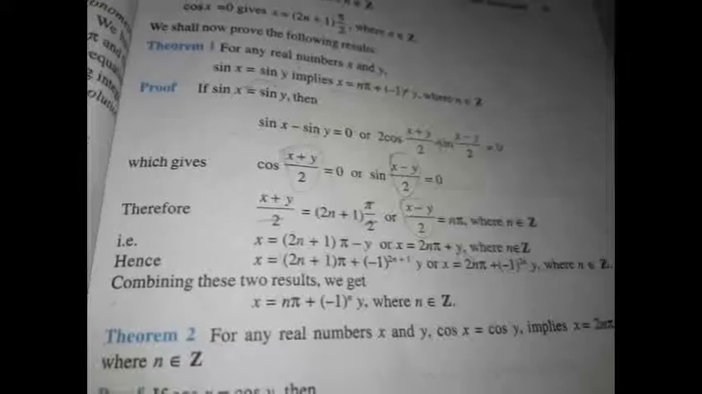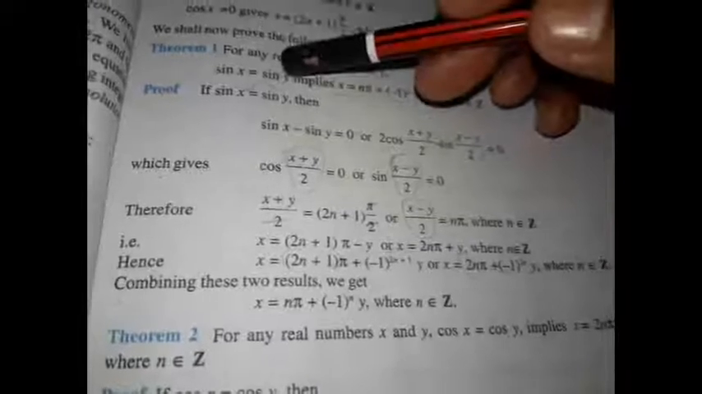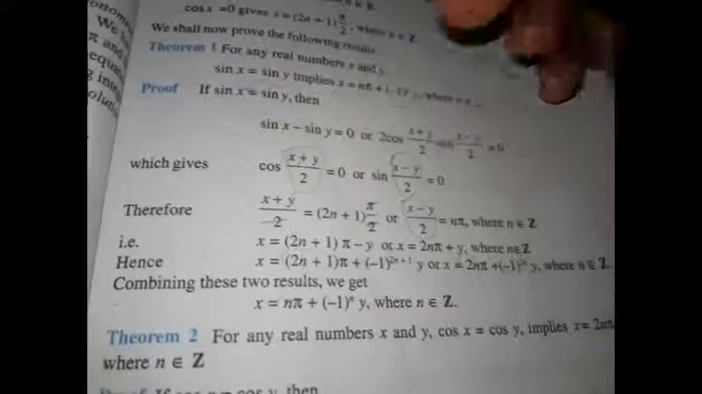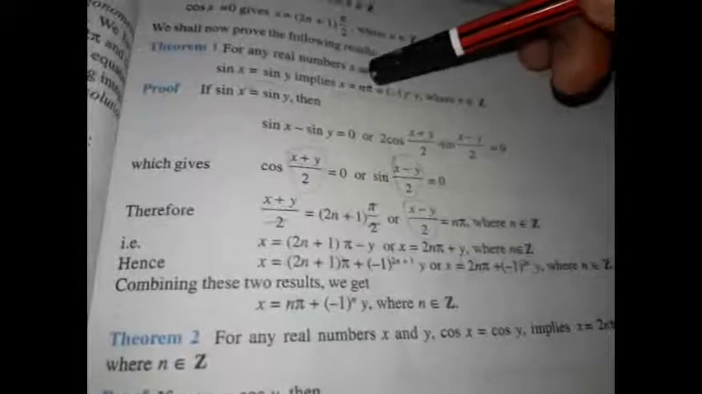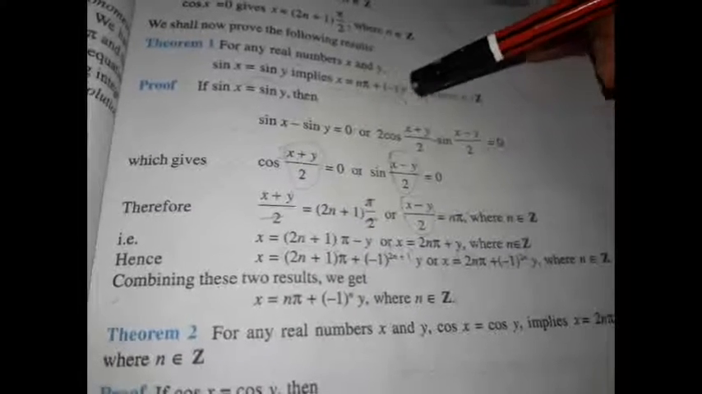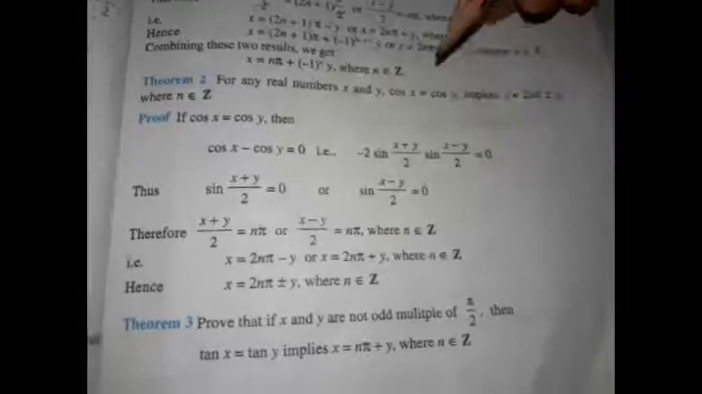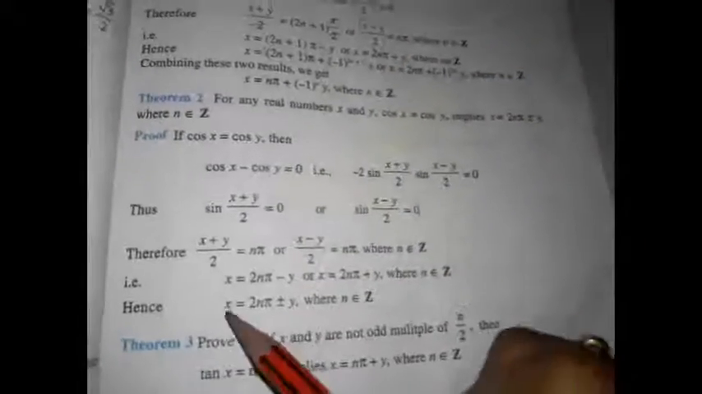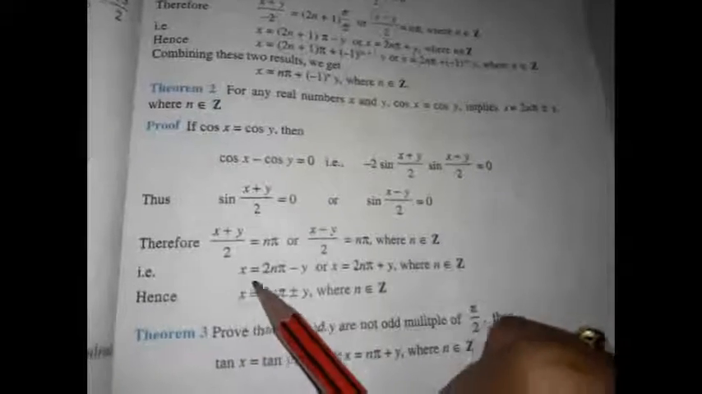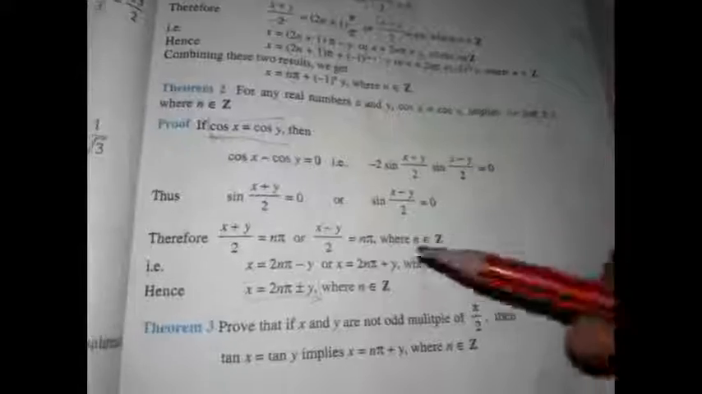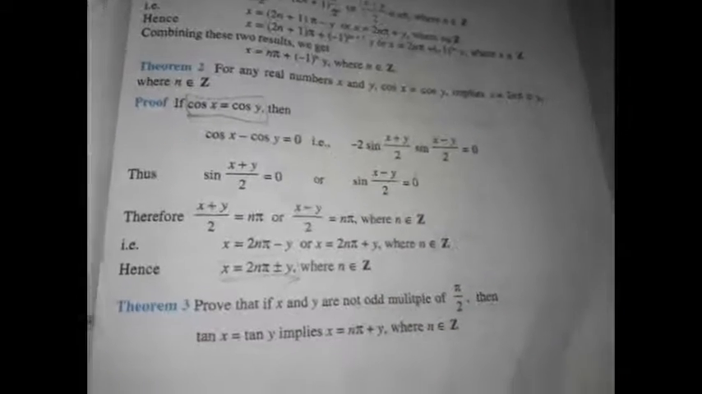That's how we arrived at the general solution of the equation sin x equal to sin y. So what you should remember now, when sin x equal to sin y, then what is the value of x? x is nothing but n pi plus (minus 1) the whole power n into y. This is the general solution you should remember, right? The same way we have derived for cos x equal to cos y. Similarly, if you solve the equation, we can arrive at a general solution which is x is equal to 2n pi plus or minus y when cos x equal to cos y. This solution also you should remember.